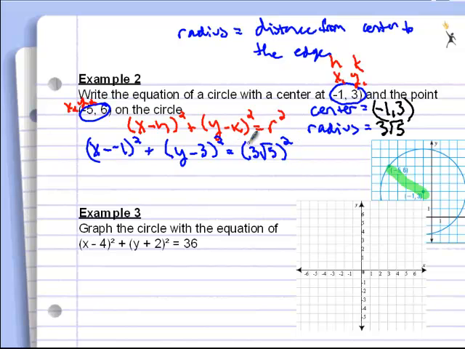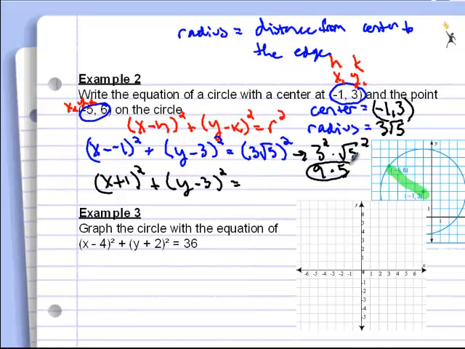Just like the last problem, I want to simplify this as best I can. And I know that x minus a negative 1 is actually x plus 1 squared. And that y minus 3 really can't be simplified any further, squared. I can, however, simplify this. What happens when I square 3 times the square root of 5? Well, if you remember, we square both the 3 and the square root of 5. 3 squared is 9. The square root of 5 squared is 5. And as I multiply them together, I get 45.